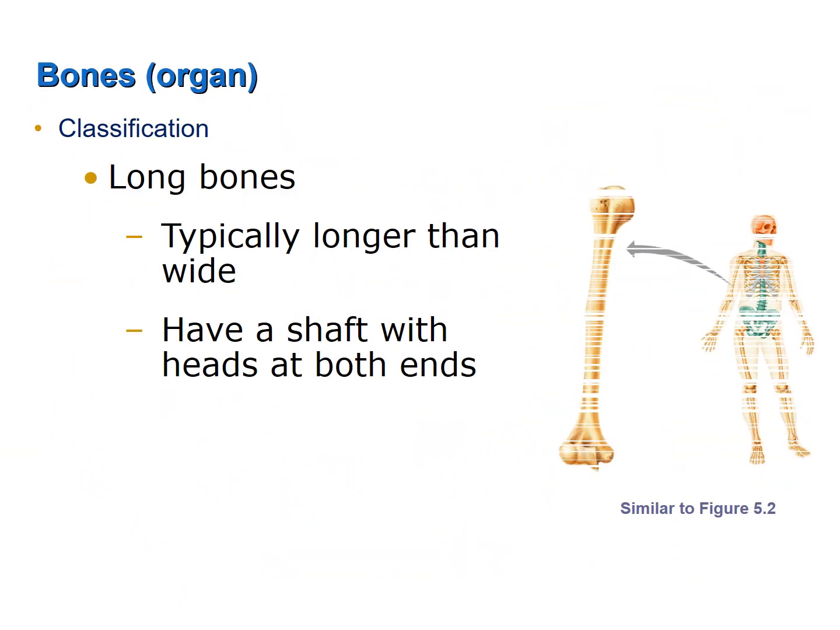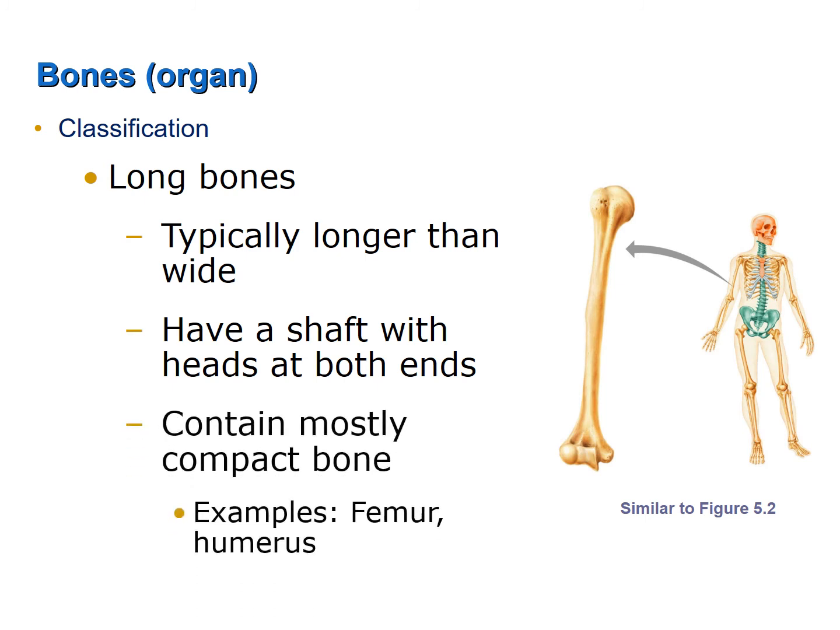Long bones are typically longer than they are wide. They have a shaft with heads at each end. They are composed mainly of compact bone. All of the bones of the appendages are long bones. The exceptions are the carpal bones of the wrist and the tarsals of the ankles.